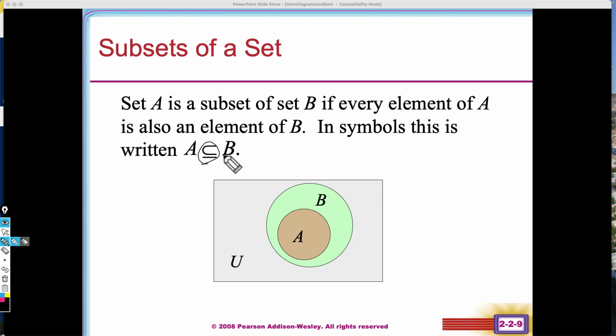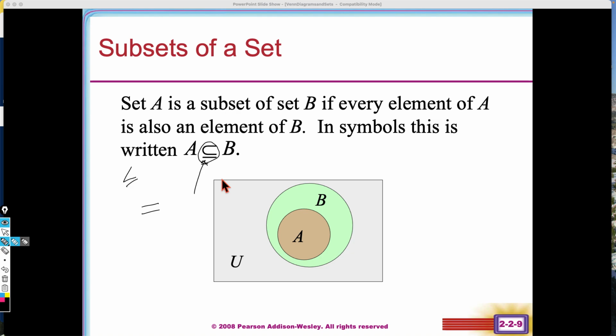So it's sort of a sideways U. The line underneath comes from the symbol for equals, just like we have less than or equal to, right? So it includes the possibility that A and B could be equal. They could be exactly the same thing. And in sets, we call things equal when they are exactly the same.